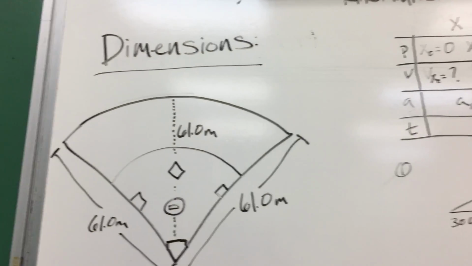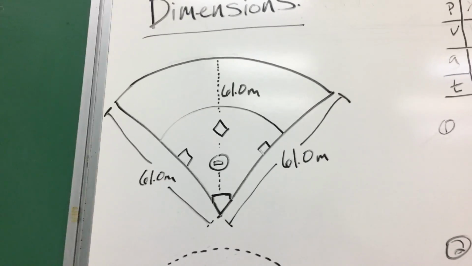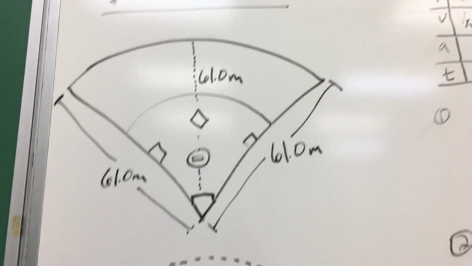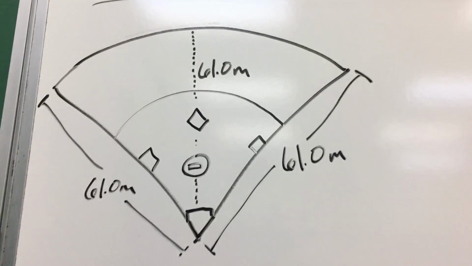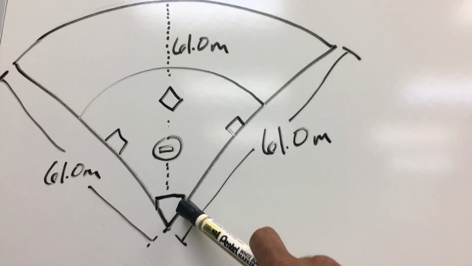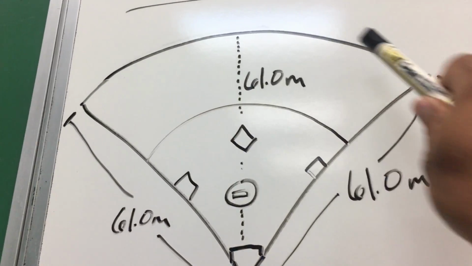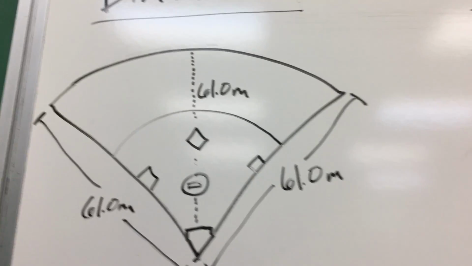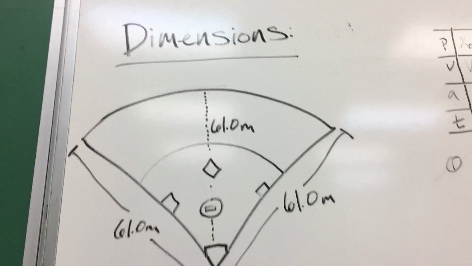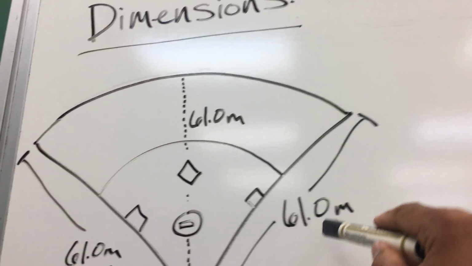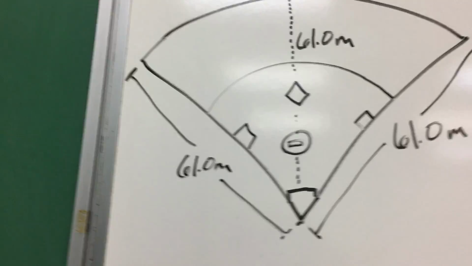the dimensions of a Little League baseball field are, you can see it right here. The minimum distance from home plate to any part of the outfield has to be 61 meters. So it can't be any less than that. There's some fields that are further than that, but at a very minimum, it's 61 meters from home plate all the way out to any point in the outfield.